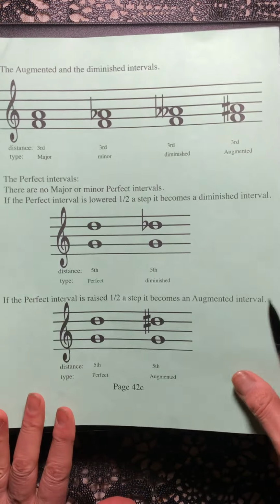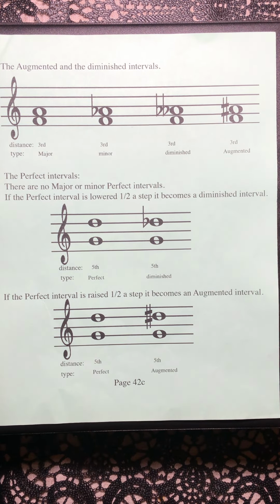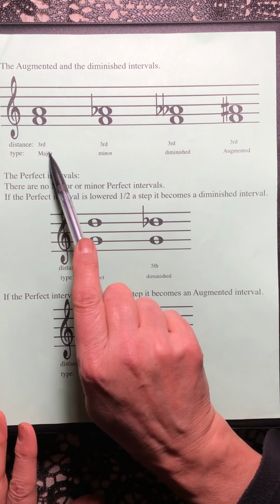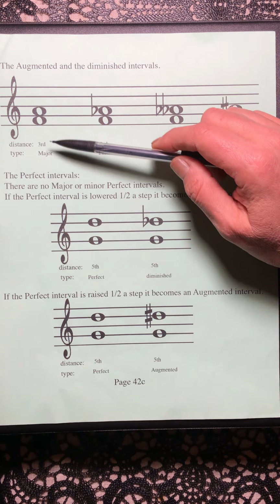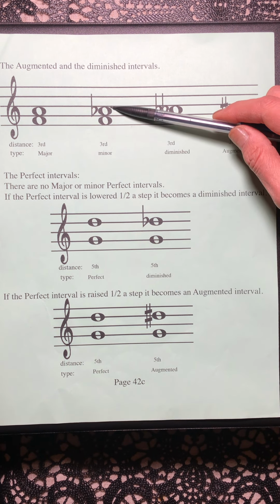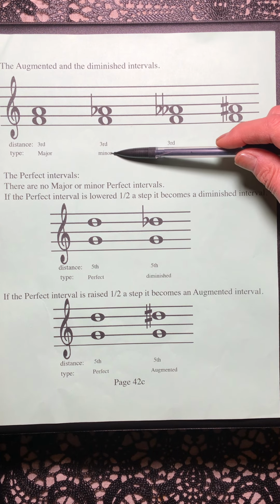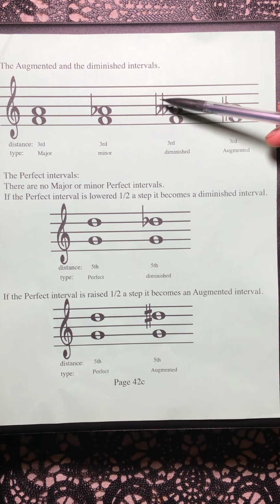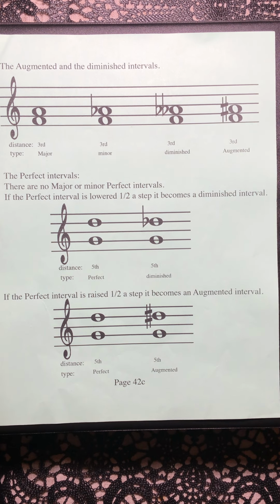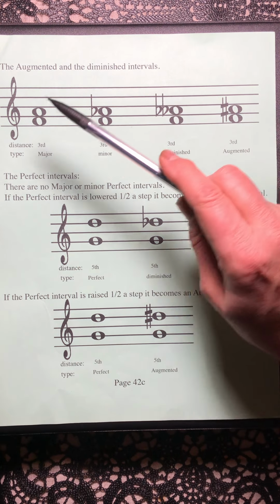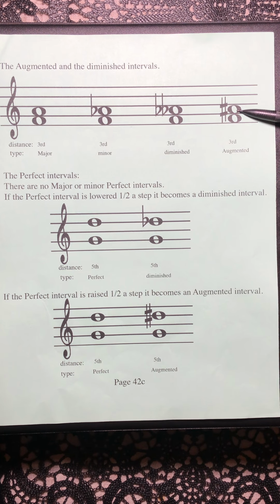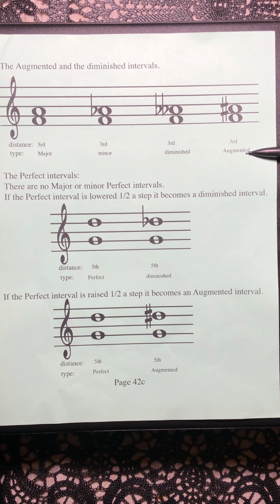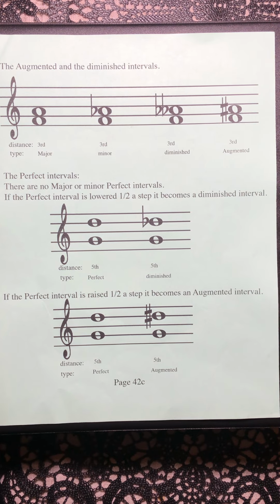Moving on, we have here the augmented and diminished intervals. In this case, we have thirds. All are thirds. F to A is a major third. And if we lower the top note half a step, now we call it a minor third. If we lower it a second time, A double flat, it is called a diminished third. But if we go from the major and raise the note half a step from F to A sharp, it is now called an augmented third.